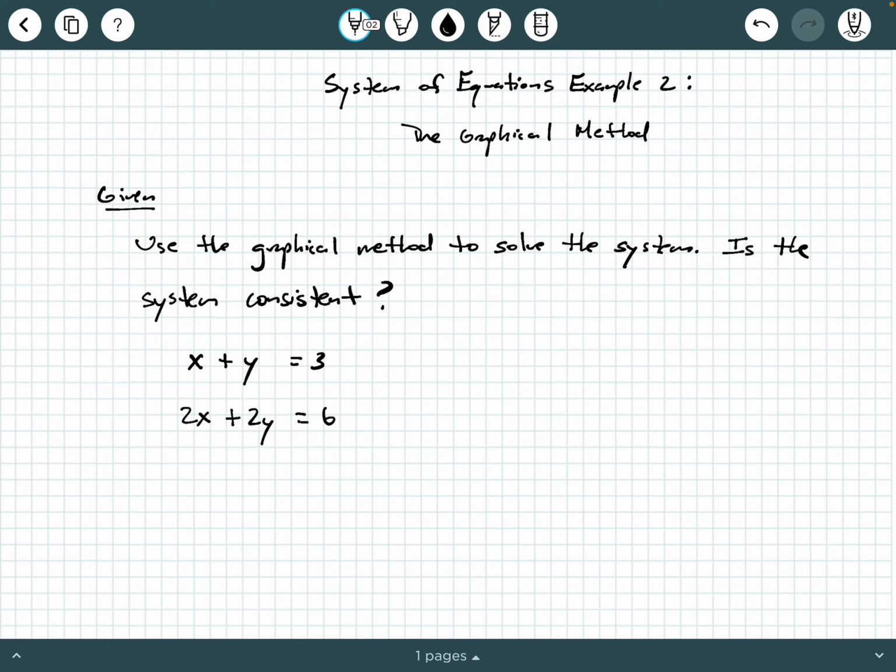Now, if you remember, the graphical method for solving equation systems is the most efficient when you have two equations with two variables, and that's what we have here. What we do is we simply plot the two equations on the same set of xy axes, and we see how these two lines interact with one another. A system is considered consistent if it has at least one solution. That means it has one solution or infinitely many solutions. So let's go ahead and get started.